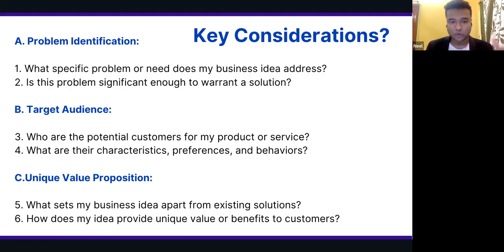Okay. Then UVP, unique value proposition. What sets my business idea apart from existing solutions? How does my idea provide unique value or benefits to customers? For example, say there already exists Zomato or Swiggy, or any app. If you are just copy pasting the idea, users will not move to your product, because big companies will always outspend you and out-resource you. You have to make it better. If you make a product better, maybe with limited resources, you can fight the big elephant. But if you are just copy pasting an idea, you will not be able to create a market for your product, and you will not see enough traction.